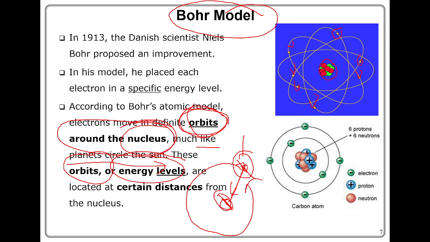If you take carbon as an example, in the center there's a nucleus, then around the nucleus are electrons. Each electron is at a certain distance from the nucleus, and within that distance there is an empty space. That's what Bohr's model talks about. Bohr's model talks about specific energy levels, meaning electrons reside in specific energy levels.